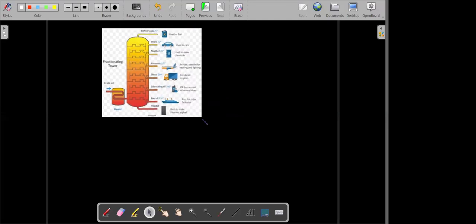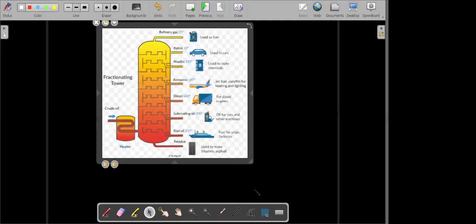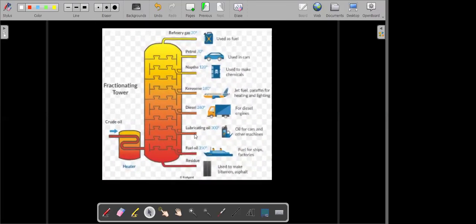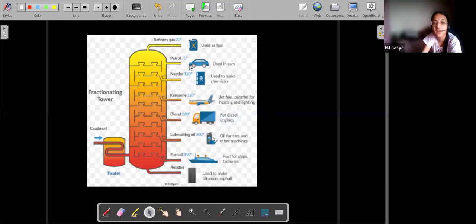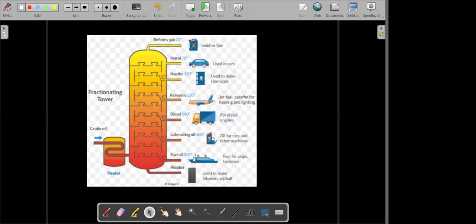So now you can see what the different products are that we obtain here: refinery gas, petrol, naphtha, kerosene, diesel, lubricating oil, fuel oil, residues. Okay, one of the residues is used as bitumen.